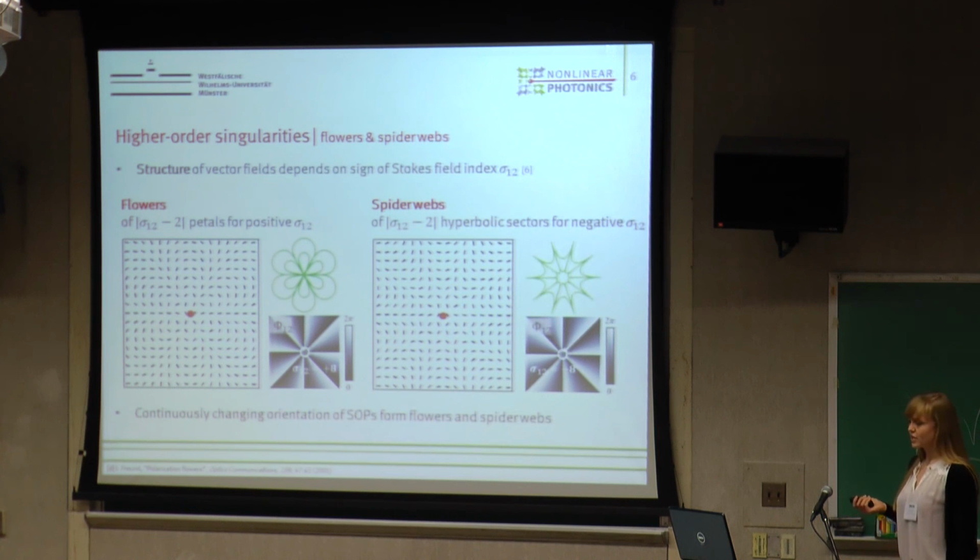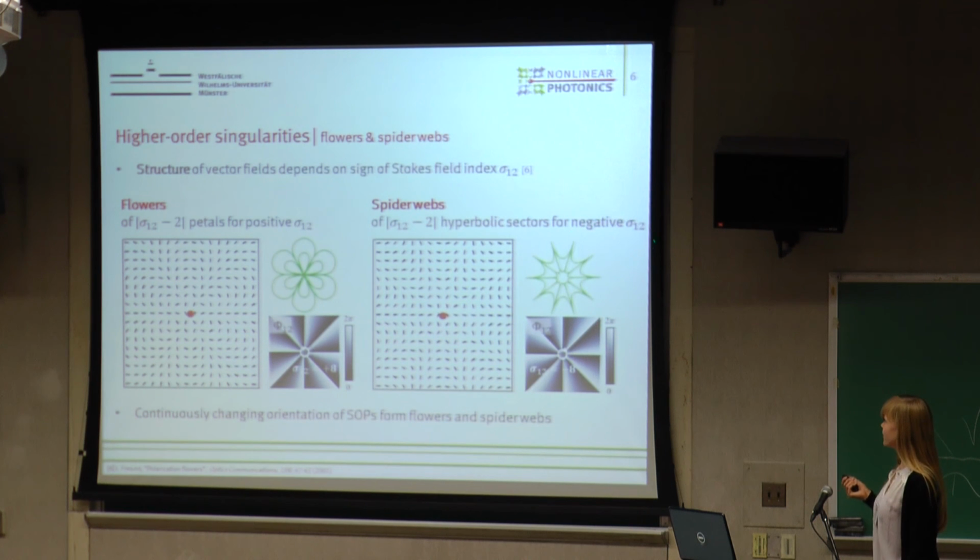On the other hand, we can also have spider webs, which are achieved for negative index, as we can see in the phase distribution. And in this case, we have sigma minus 2 hyperbolic sectors in our spider web. So if we have -8, we have 10 sectors.